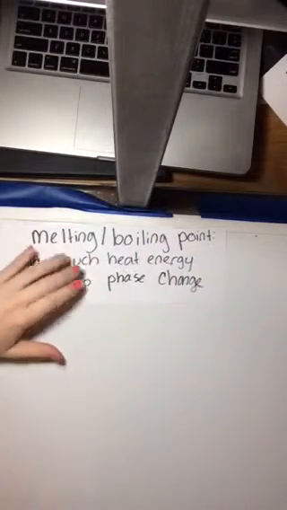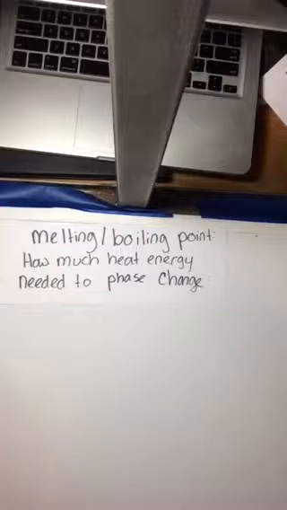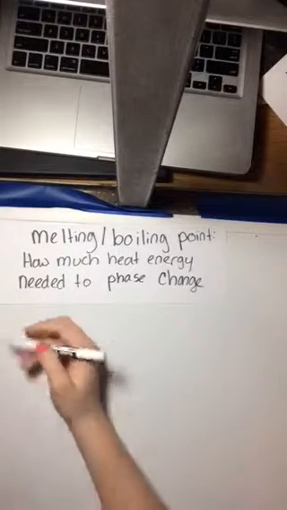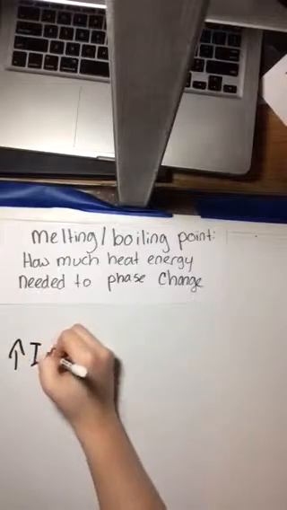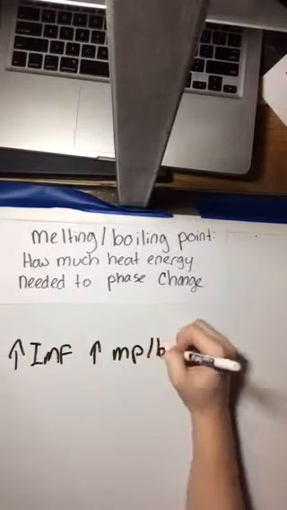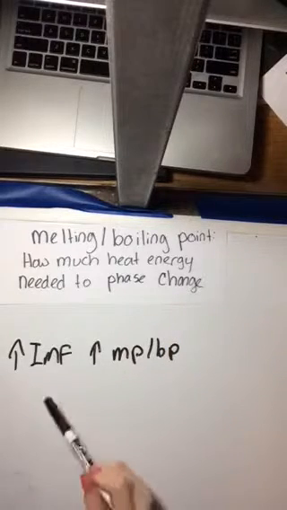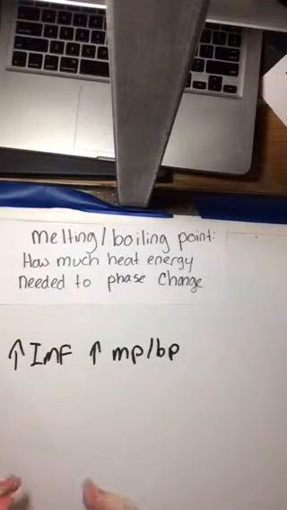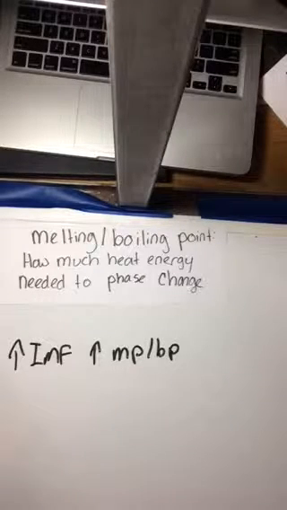Then the last one is melting and boiling point, or just general phase change. Melting is just how much heat is needed to phase change, melting and boiling. And this one's kind of basic. It's just the higher the IMF, the higher the melting point and boiling point will be. That's because the higher the IMF, the more they hold each other together, and more energy is needed to break them apart. Sounds kind of simple.